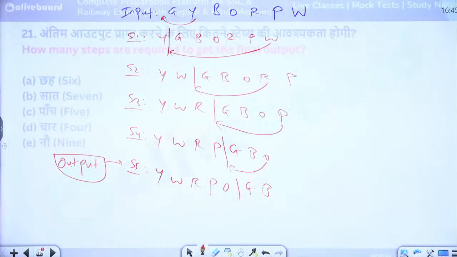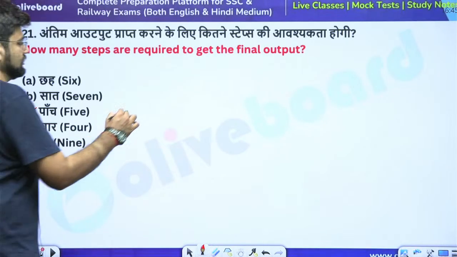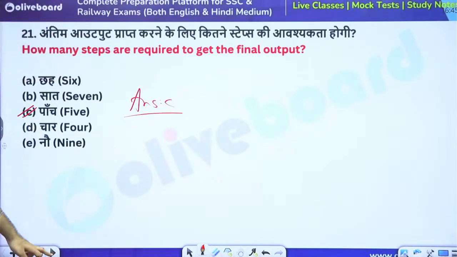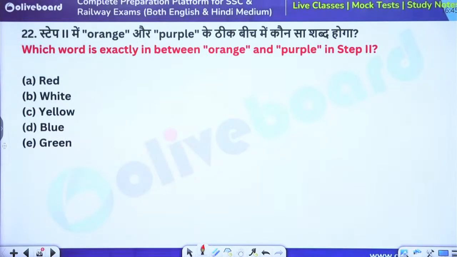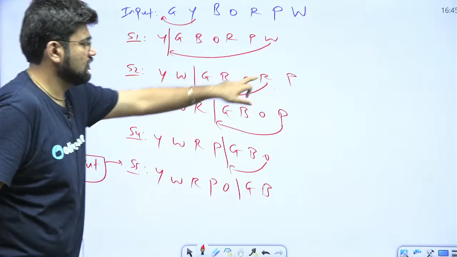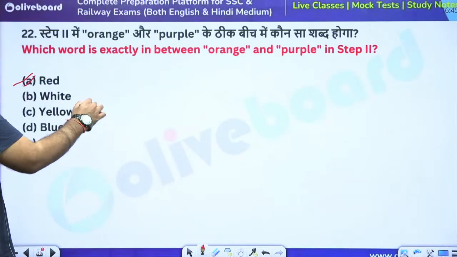Okay. First question. How many steps are required to get the final output? 5. Option C is the right answer. Okay. Next, which word is exactly in between orange and purple in step 2? Orange and purple in step 2. So it's red. R. Red. Option A is the right answer.